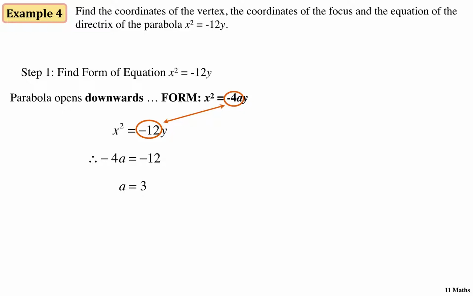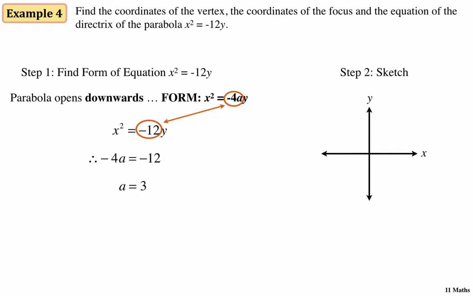So the focal length is 3. A will always be a positive number because it's a length. It's the distance from the vertex to the focus, or the distance from the vertex to the directrix. Well, now we know a is 3. Let's do a bit of a sketch just to make sure we got things right.